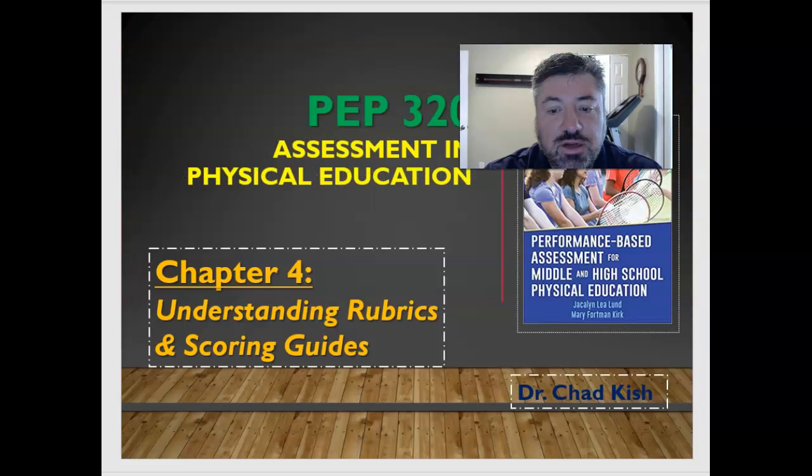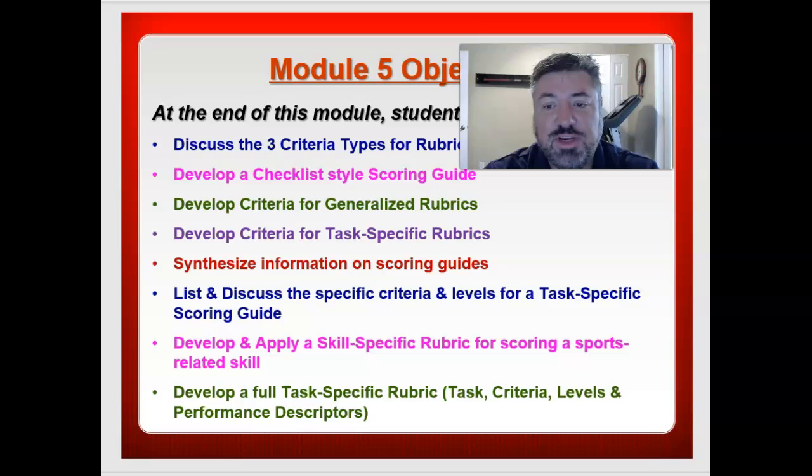So today, we're going to get started on Chapter 4, Understanding Rubrics and Scoring Guides. All right, so if you haven't yet, make sure you read Chapter 4 of the textbook, Performance-Based Assessment for Middle and High School Physical Education by Lund and Kirk. Here are our specific objectives for Module 5.